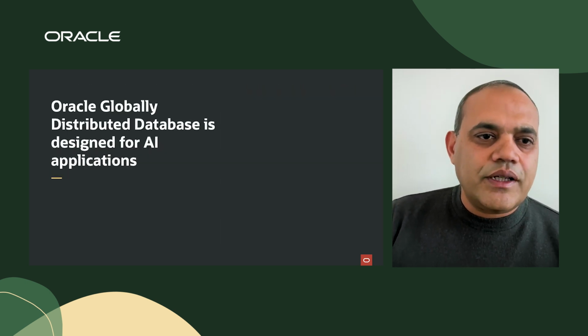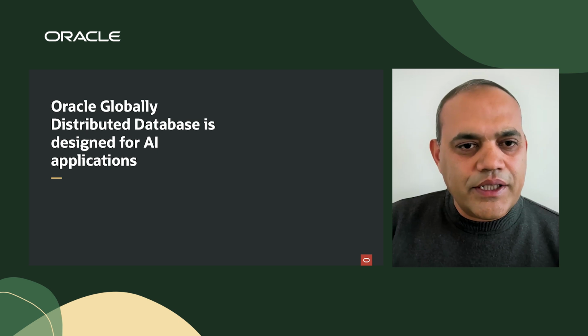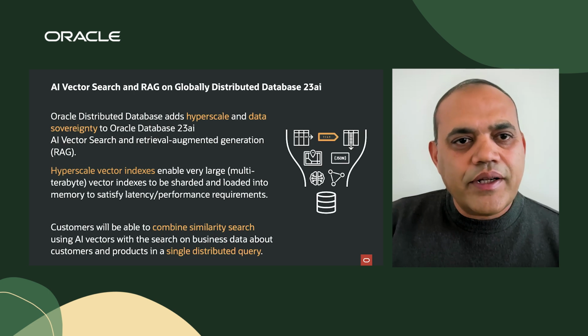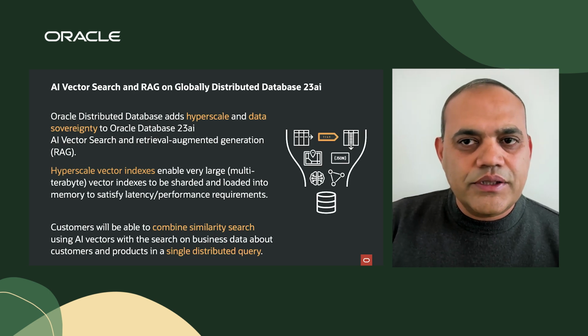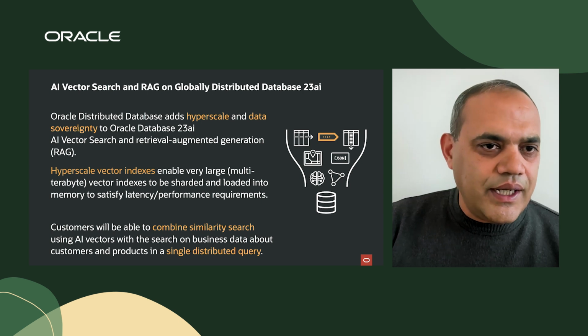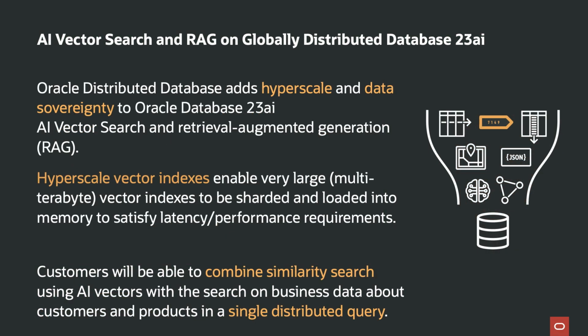Oracle Globally Distributed Database is designed for AI applications. AI Vector Search and RAG on globally distributed database is supported in 23ai. Oracle Distributed Database adds hyperscale and data sovereignty to Oracle Database 23ai vector search and retrieval augmented generation. It allows you to create hyperscale vector indexes that enable very large vector indexes to be sharded and loaded in memory to satisfy latency performance requirements.